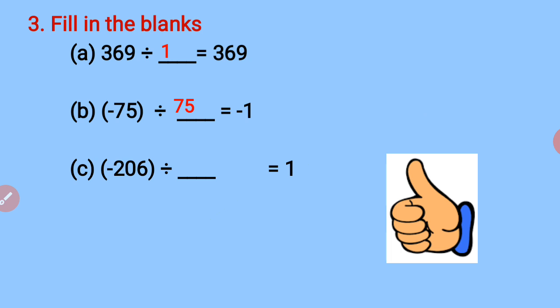Yes, it has to be minus 206 because 206 divided by 206 will only give you 1, and minus minus is plus 1. Minus 1 has to be there because when you divide by 1 you get the same number, and 2 negatives will give you a positive answer.